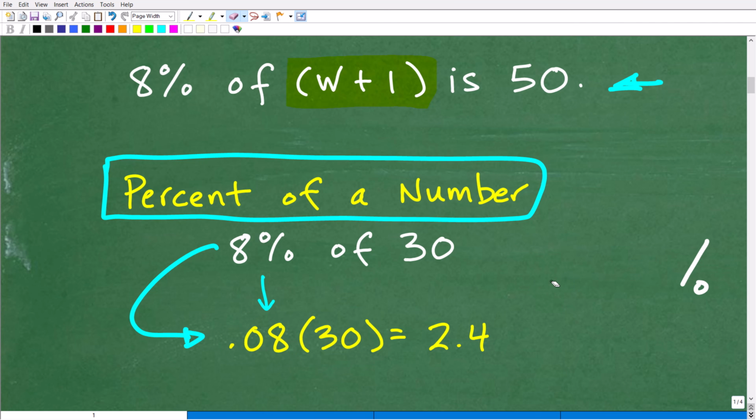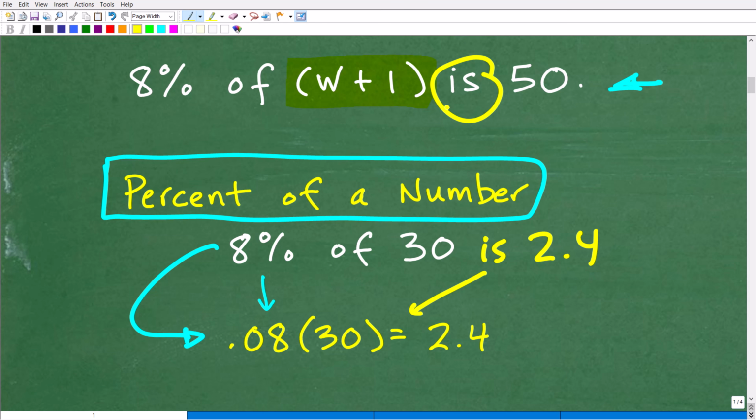Okay, so let's rewrite this question here. 8% of 30 is what? 2.4. 8% of 30 is 2.4. So that is a big hint here, because anytime you see the word "is," it's equivalent to the equal sign.